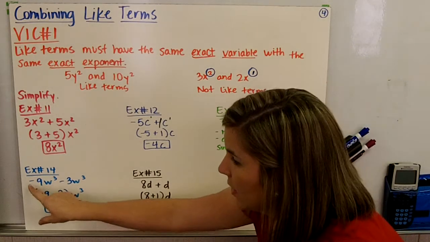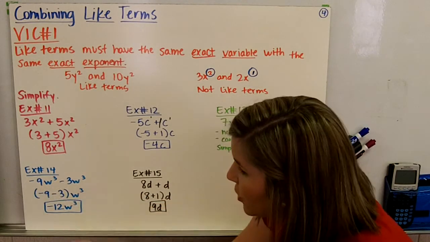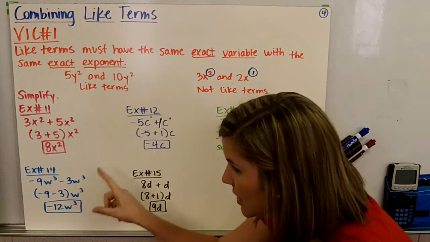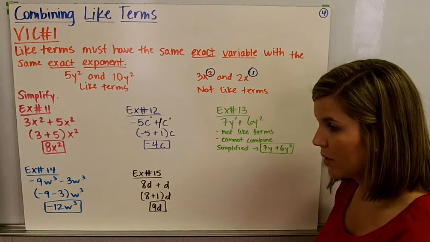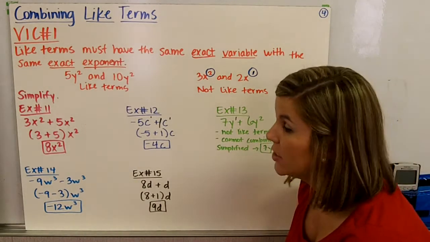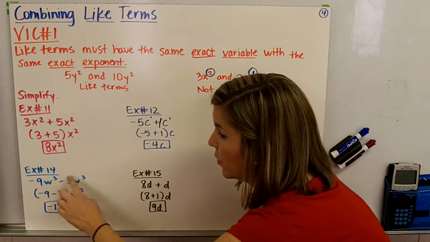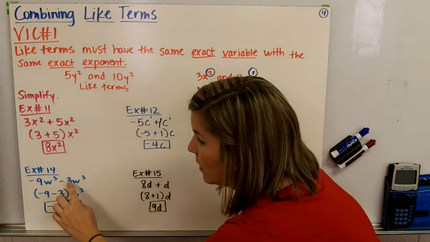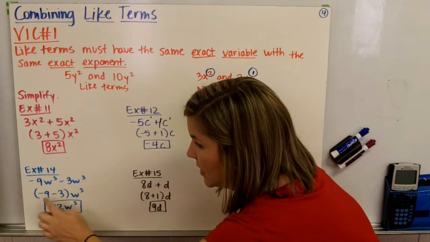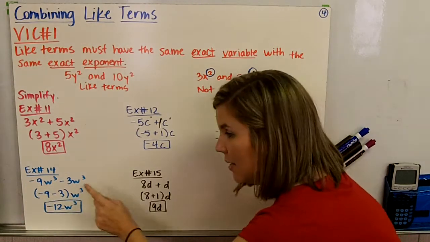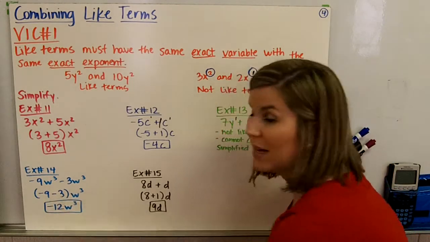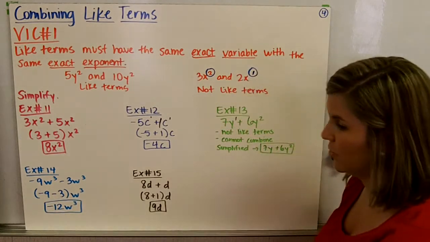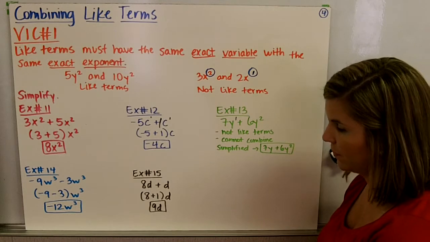Example number 14, negative 9w to the third power minus 3w to the third power. So they are like terms, w's and third powers for both. And we can combine these. Negative 9 minus 3, put that in parentheses, times w to the third. Negative 9 minus 3 more is negative 12. So negative 12w to the third.